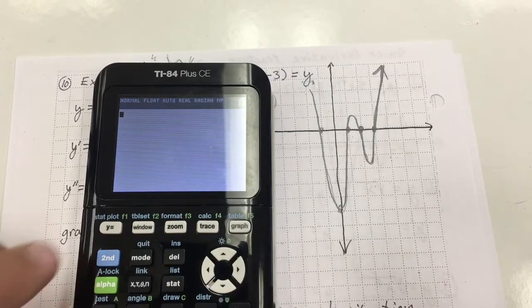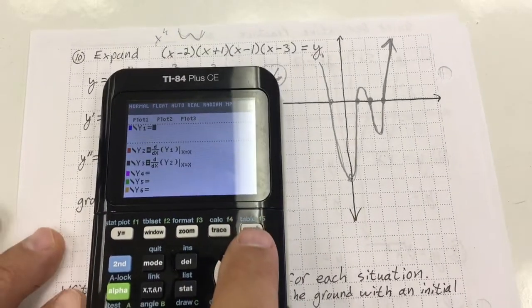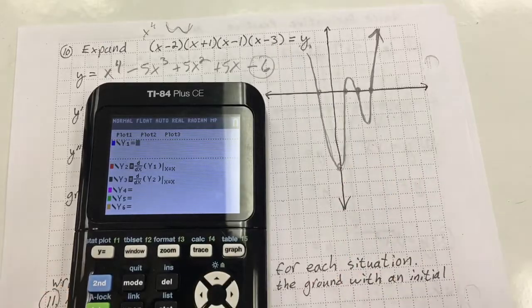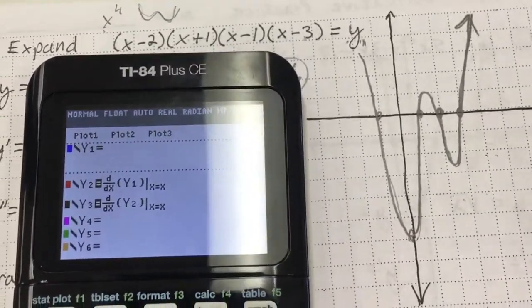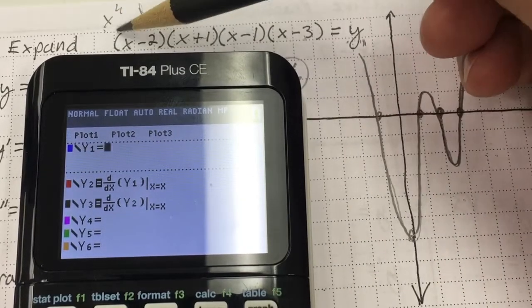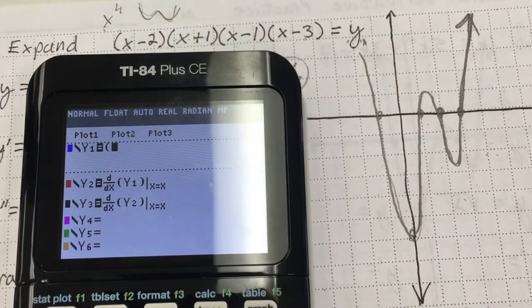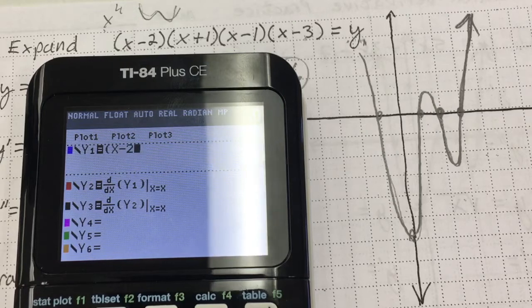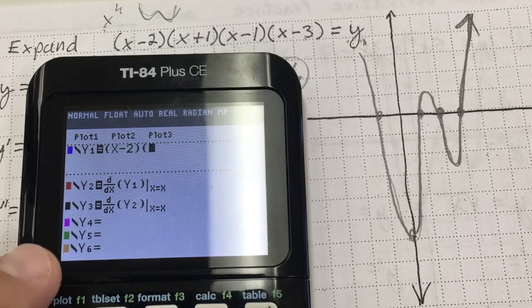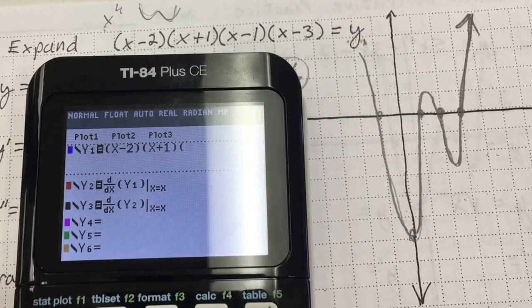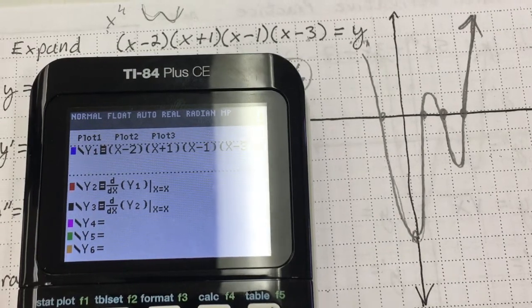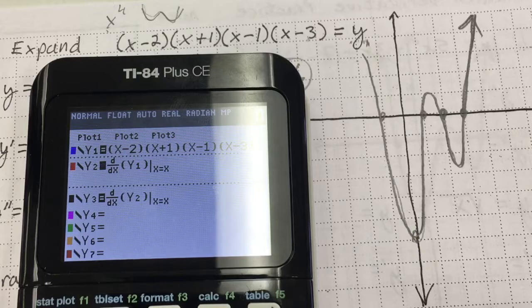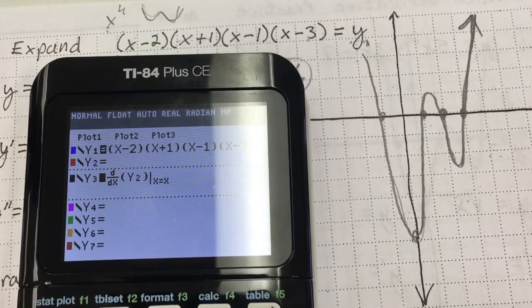You want to go to y equals, and you want to type in either the original function or your expanded function. I'm going to type in the original function, just so you can see that you don't have to do the actual algebraic manipulation to get the equation of the graph. So it starts off parentheses, x minus 2, parentheses, x plus 1. I'm going to go ahead and type that in, just like it looks. And then I'm going to go ahead and graph that. But before I do, I'm going to clear this out so you can see what I'm going to do.